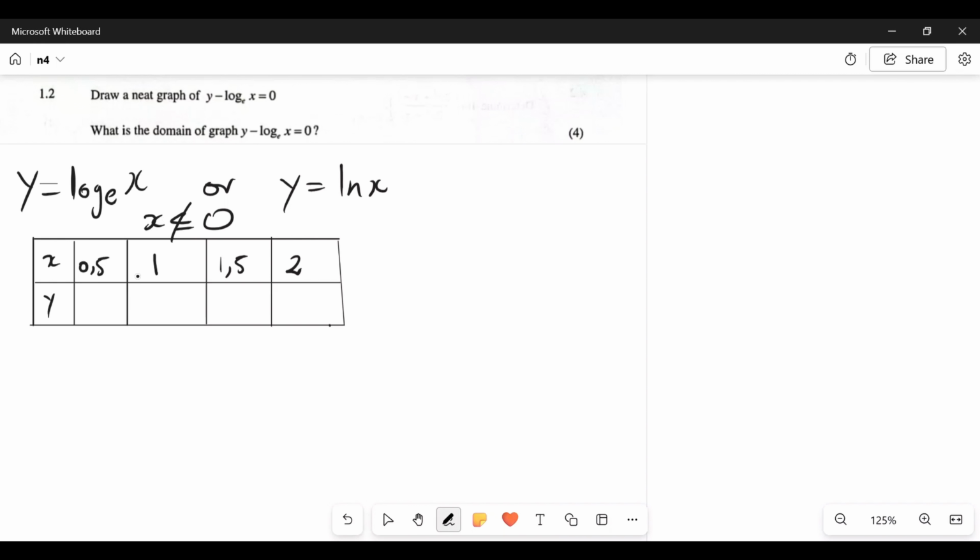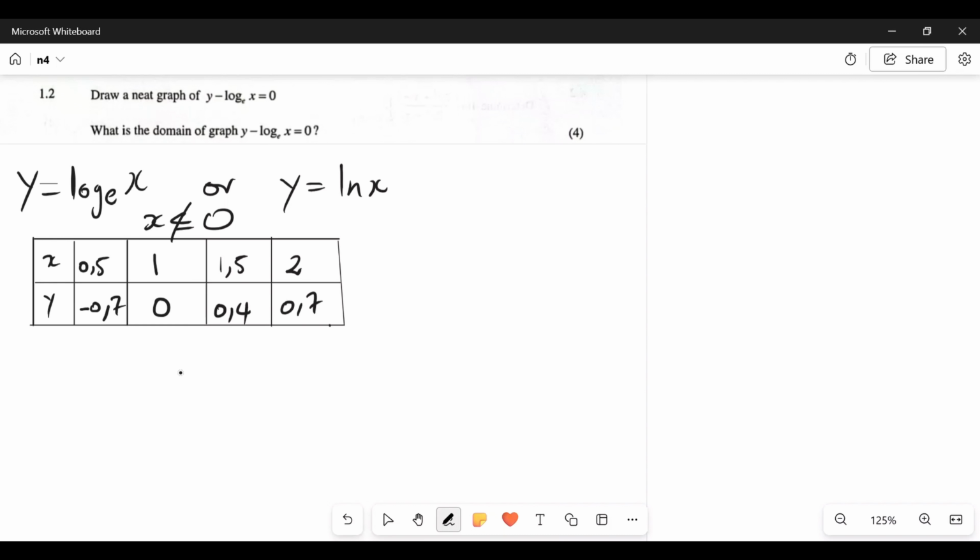So if we insert 0.5, the answer that I'm getting from my calculator is actually negative 0.7. And then when I insert 1, you will get 0. If we insert 1.5, the answer that we're going to get is actually 0.4. And the last one, if we insert 2, we're going to get positive 0.7. So these are enough for us to actually draw our log graph.